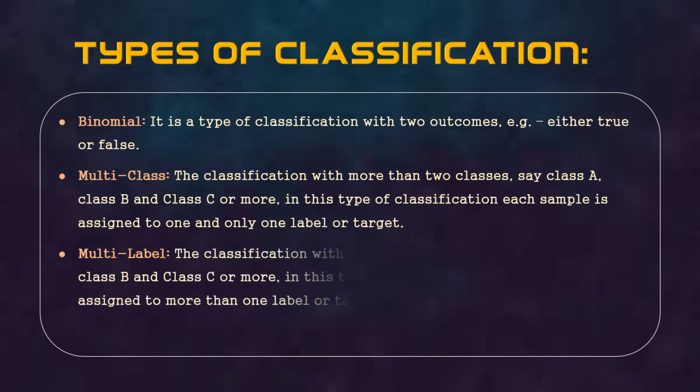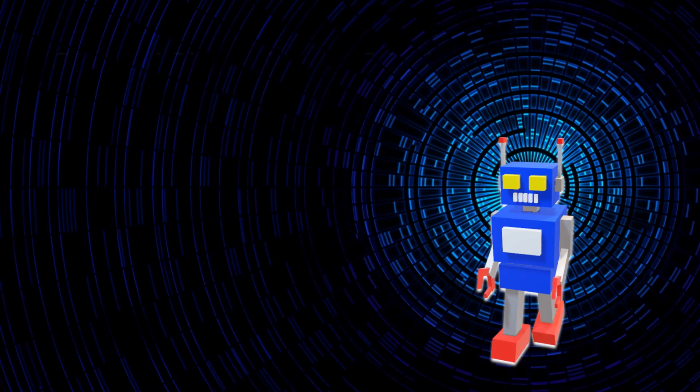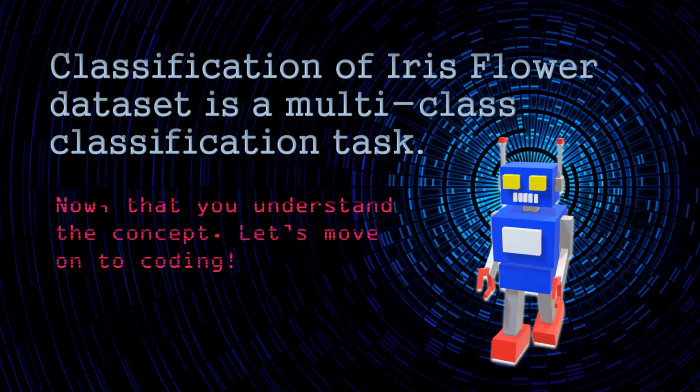Multi-label. The classification with more than 2 classes, say Class A, Class B and Class C or more. In this type of classification, each sample is assigned to more than one label or target. Classification of iris flower dataset is a multi-class classification task. Now that you understand the concept, let's move on to coding.